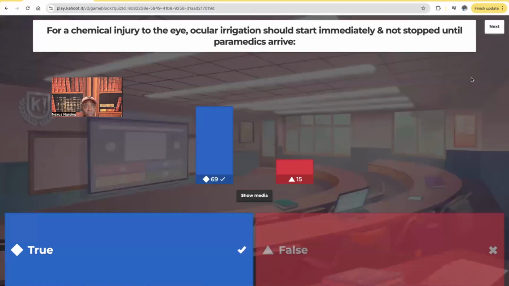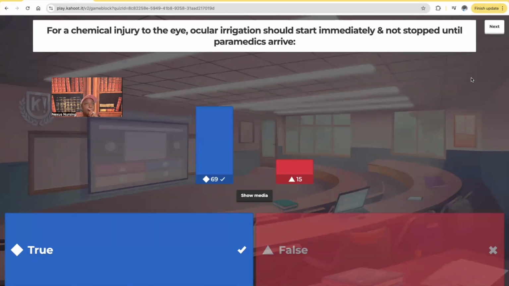It's true. When it comes to a chemical splash, a chemical injury, something that's gotten in some liquid or something that's gotten into the eye, you're going to irrigate that eye. We want to dilute that, whatever it is, so it causes the least amount of damage, and you're going to keep irrigating that eye until help arrives.